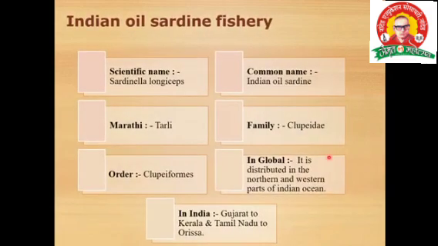About the Indian oil sardine fishery: the scientific name is Sardinella longiceps, in Marathi it is Tarli. The common name is Indian oil sardine, family Clupeidae, order Clupeiformes. Globally, it is distributed in the north and western parts of the Indian Ocean. In India it is mostly found in Gujarat, Kerala, Tamil Nadu, and Orissa. Sardine is a marine water fish.